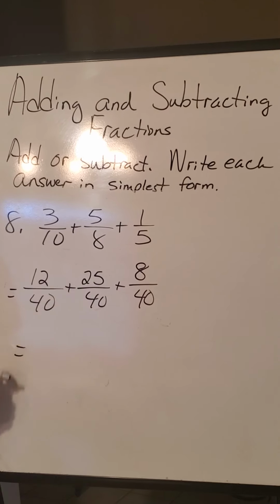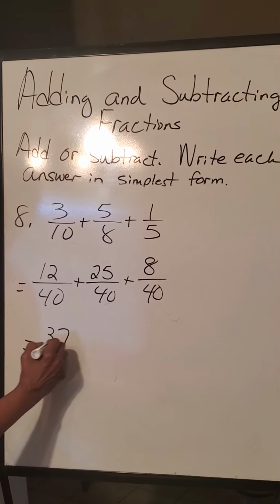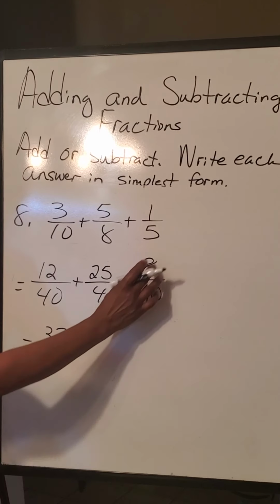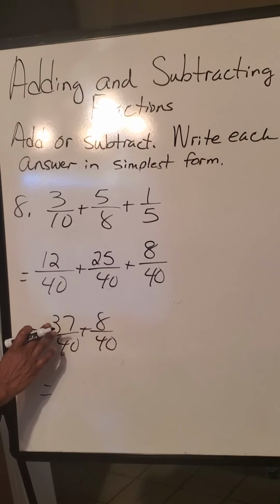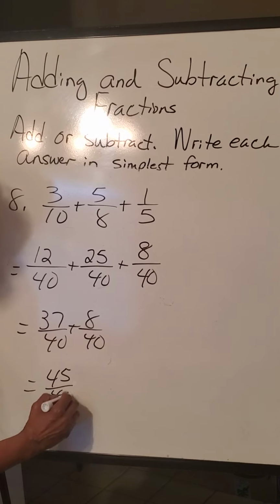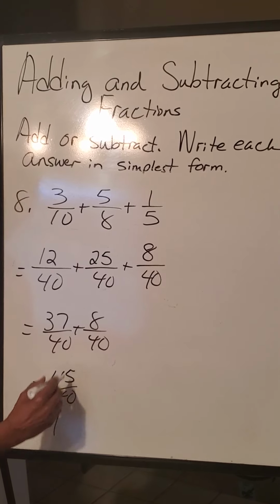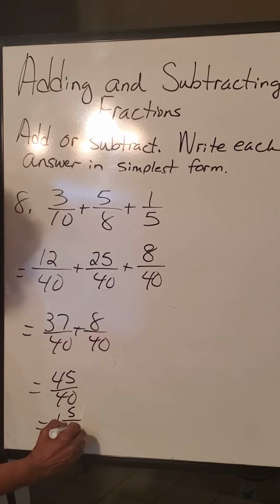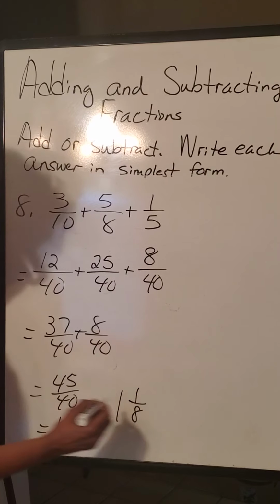As I add these first two fractions, 12 plus 25 gives us 37. So we get 37/40 plus 8/40. And when you add 37 and 8, you get 45. So I get 45/40. And 40 goes into 45, 1, with a remainder of 5. And the 5/40 reduces, so I get 1 and 1/8 as an answer.